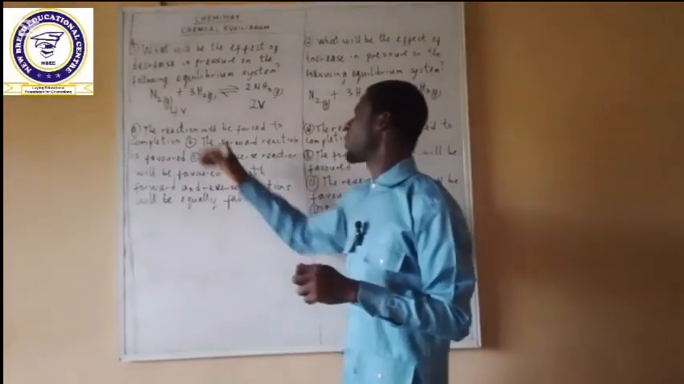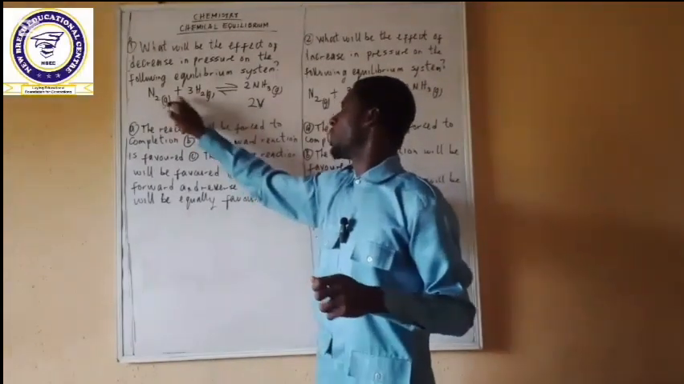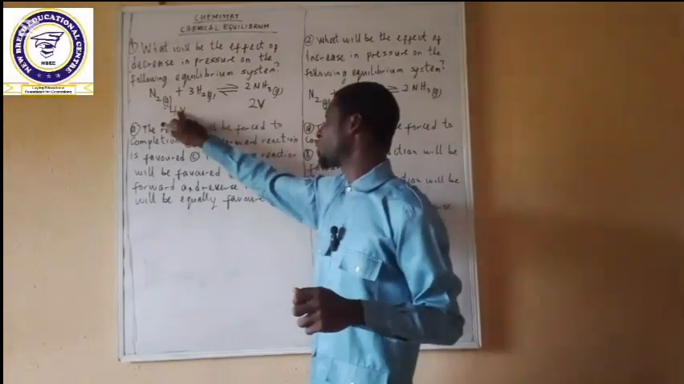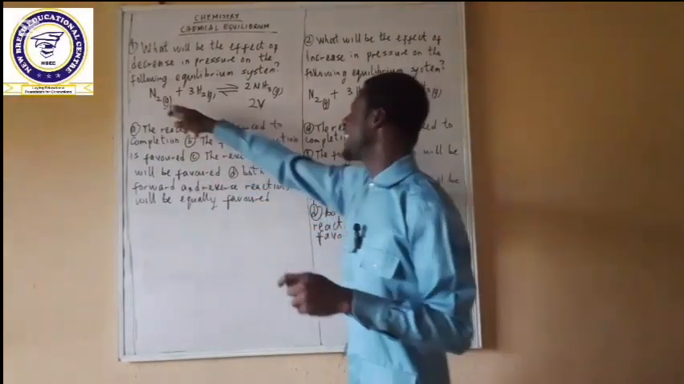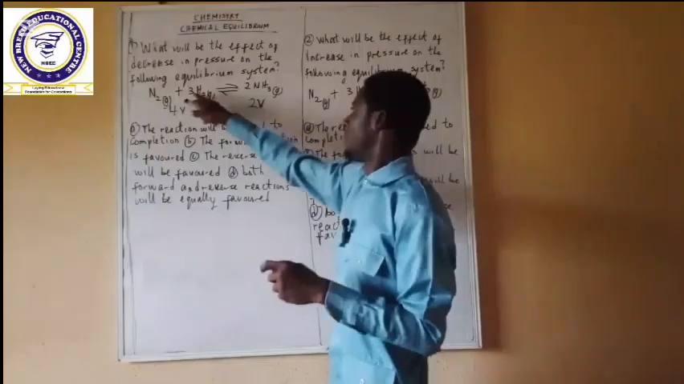And how do we get that? We have to first calculate the total number of moles on each side. According to Avogadro's law, the number of moles is equal to the number of volume. So here we have 1 mole plus 3 moles.